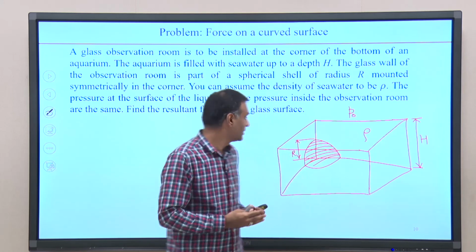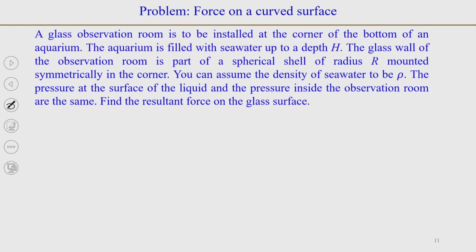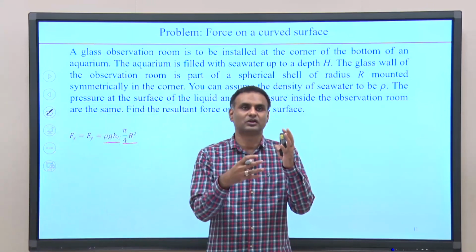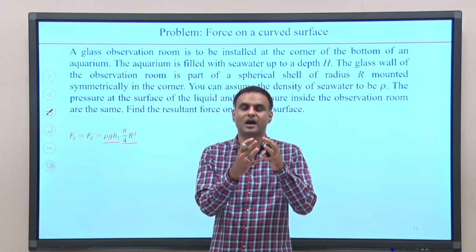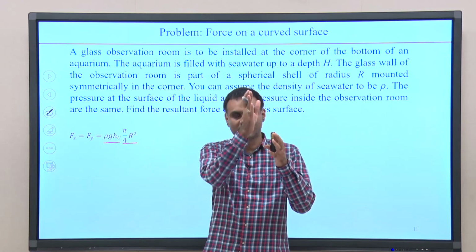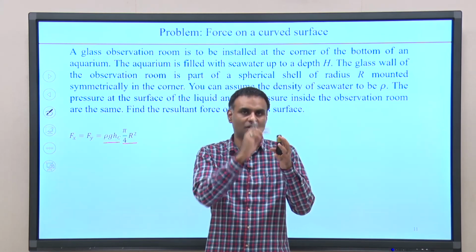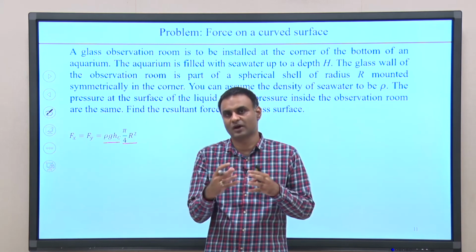We can obtain the forces. Let us see, F x and F y will be equal to pressure into area. The area of this glass surface will be 1/2 of the cross section. If we cut the sphere in the middle, the area will be pi r squared, but the projection will be only 1/4 of it. So, the area will be pi by 4 r squared.